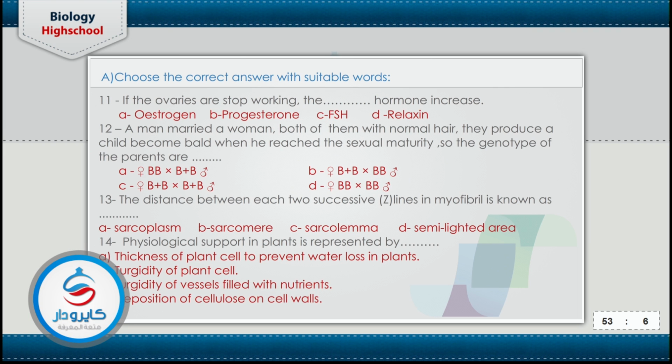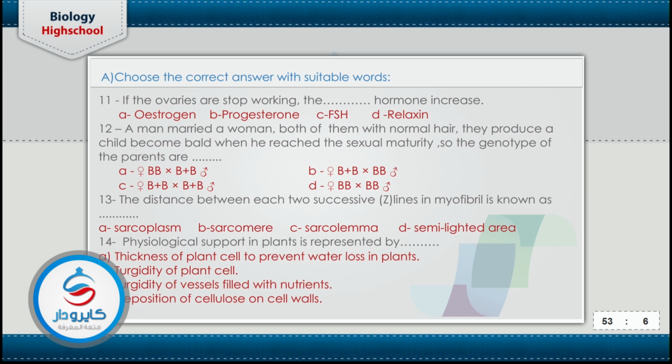The next question. The distance between each two successive Z lines in the myofibril is known as blank. Number A, sarcoplasm. Number B, sarcomere. Number C, sarcolemma. Number D, semilunar area. Of course, the distance between two successive Z lines is called the sarcomere.